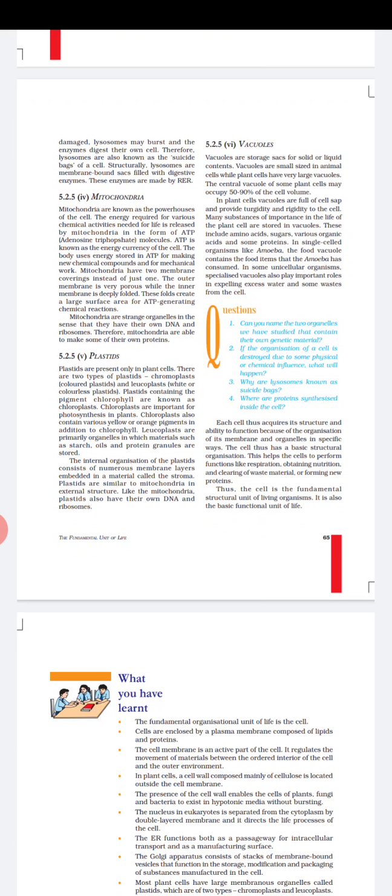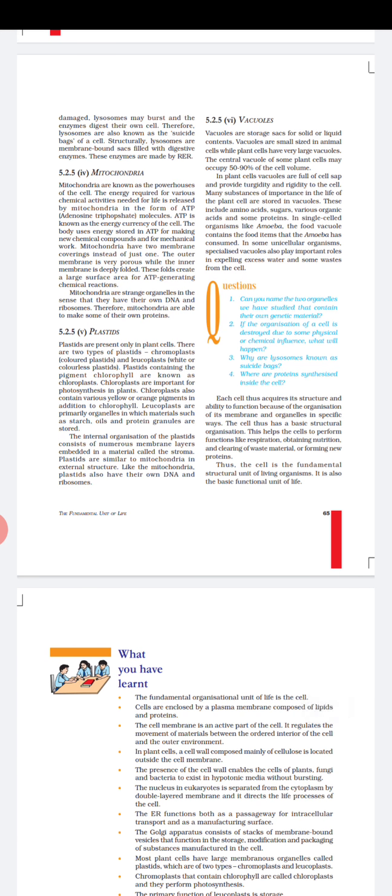Many substances of importance in the life of the plant cell are stored in vacuoles. This includes amino acids, sugars, various organic acids, and some proteins. In single-celled organisms like amoeba, the food vacuole contains the food items that the amoeba has consumed. In some organisms, vacuoles also play a very important role in expelling excess water and some waste from the cell.